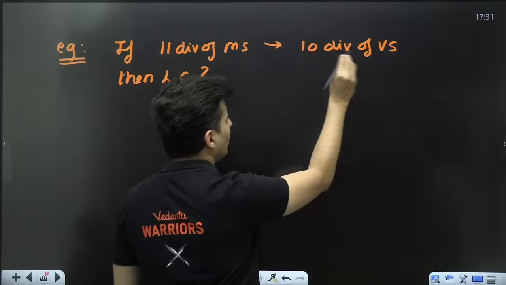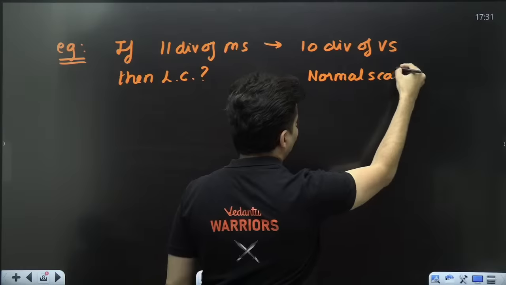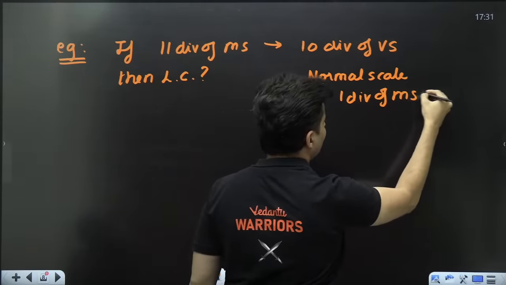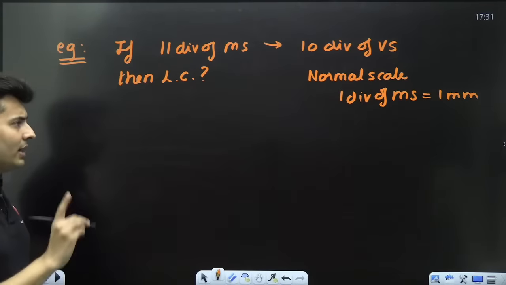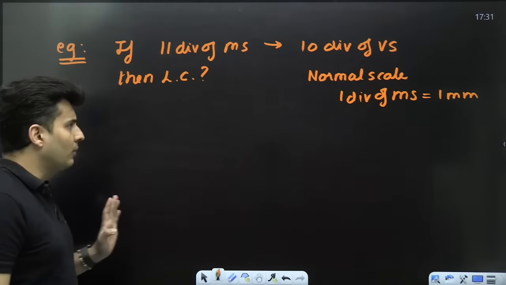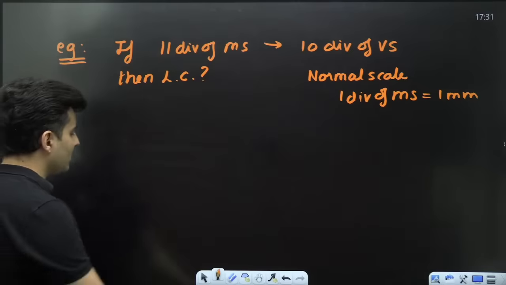One more thing. It's a normal scale. So for a normal scale, one division of the main scale is always 1 millimeter, unless it is given otherwise. Okay, so now this much is given. Question is, find the least count.